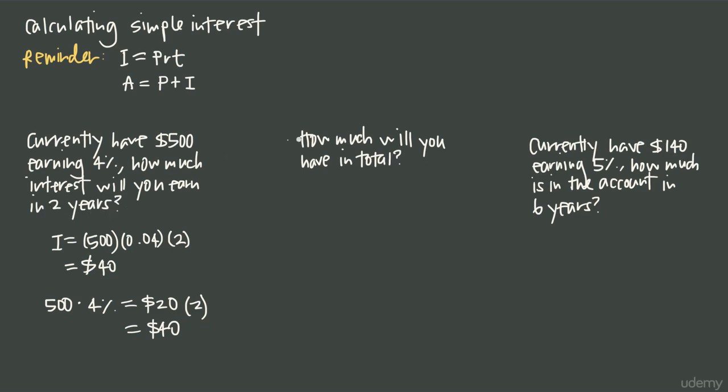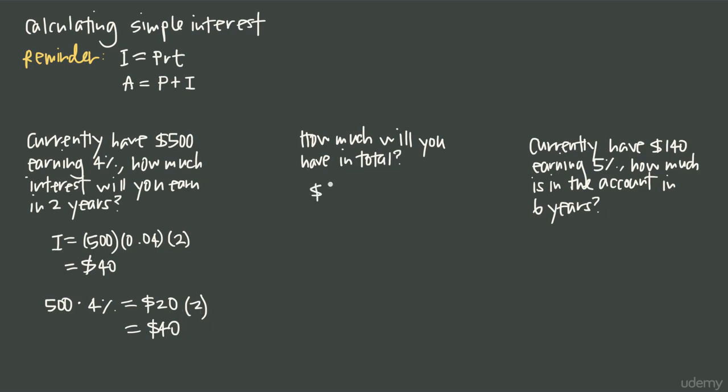Now, sometimes you're going to be asked to figure out how much money the account will have after these 2 years. So let's say we have this exact same problem, but instead we were asked, how much will we have in the account after 2 years? In other words, how much will we have in total? Well, that's really easy to figure out, even though it sounds like a different question, because of course, the amount that we'll have in total is going to be the amount we started with plus all the interest we earned. So we started with $500, and we racked up $40 of interest.